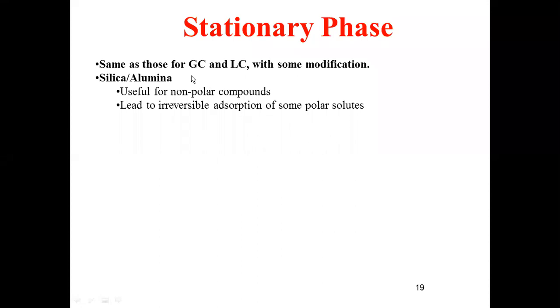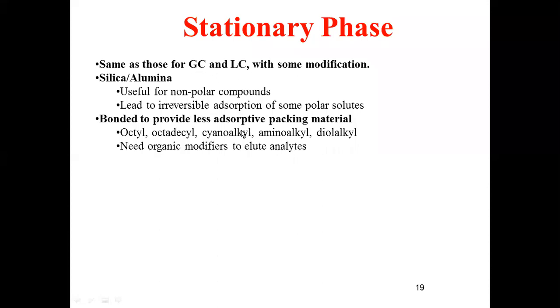So all those stationary phases which can be used in GC and LC can also be used in supercritical fluid chromatographic technique. And apart from raw silica and alumina, even bonded silica can also be used. And as I told you, by chemical treatment, by infusing functional groups such as octyl group or octadecyl group or cyanoalkyl group or aminoalkyl group or dialkyl group, the silica can be modified. Therefore, the polarity can be regulated.